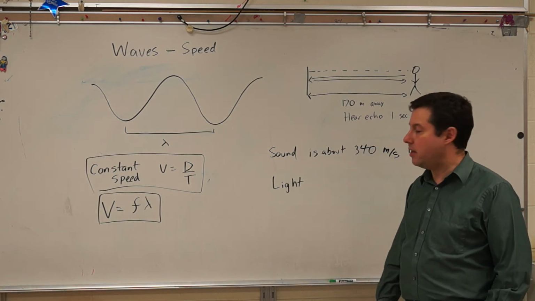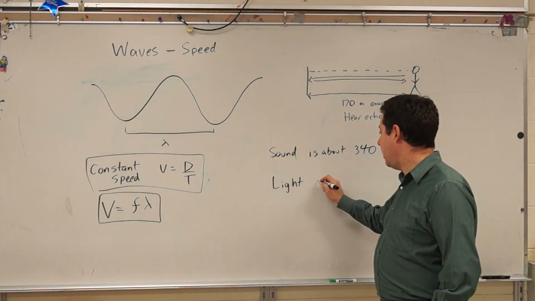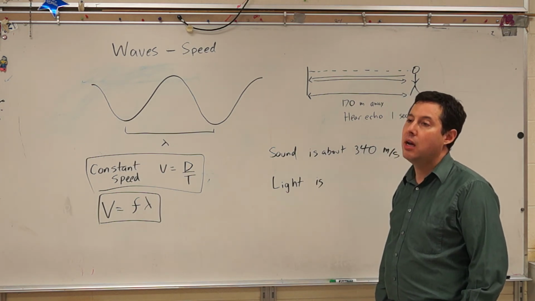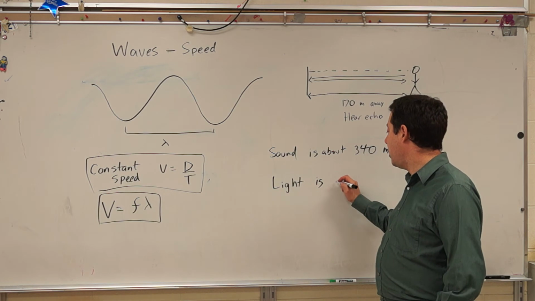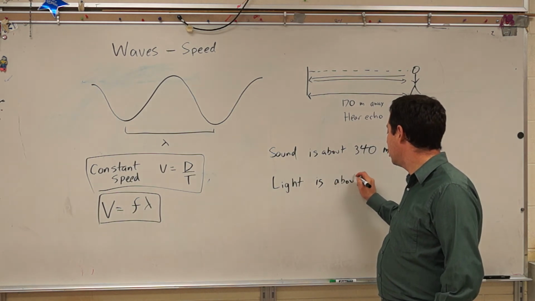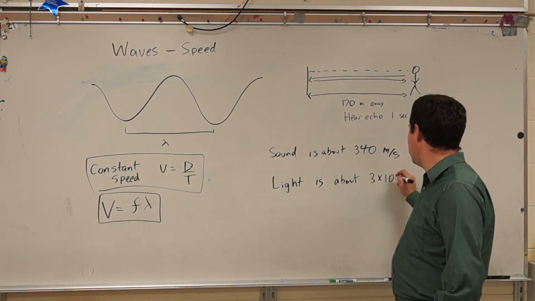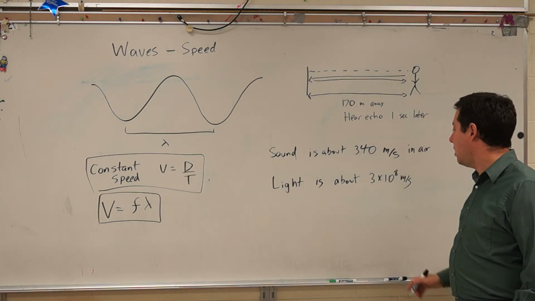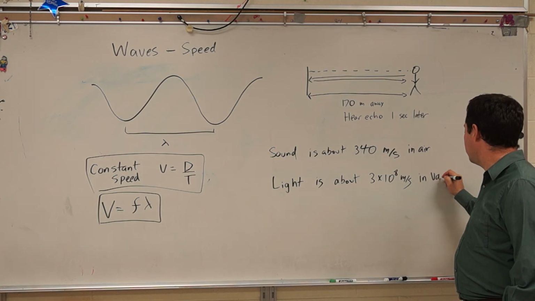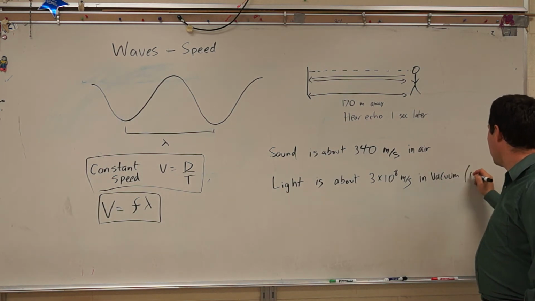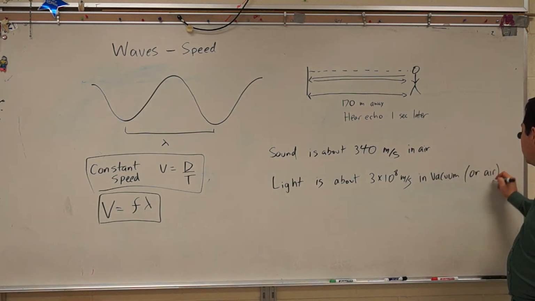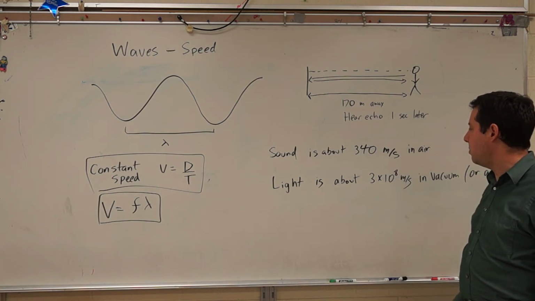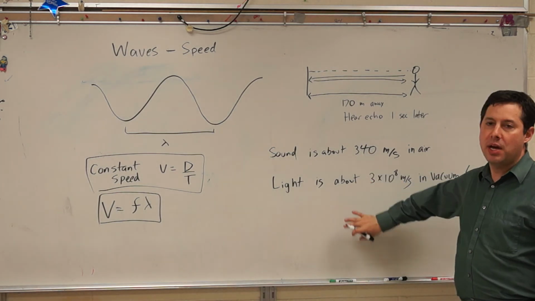Light will slow down as it travels through different materials like glass, and a little bit through air, but light is about 3 times 10 to the 8th meters per second. So much, much faster than sound. And that's in a vacuum, or air, because it slows down a tiny bit in air, but not a whole lot: 3 times 10 to the 8th meters per second. And again, these are both on the reference table.